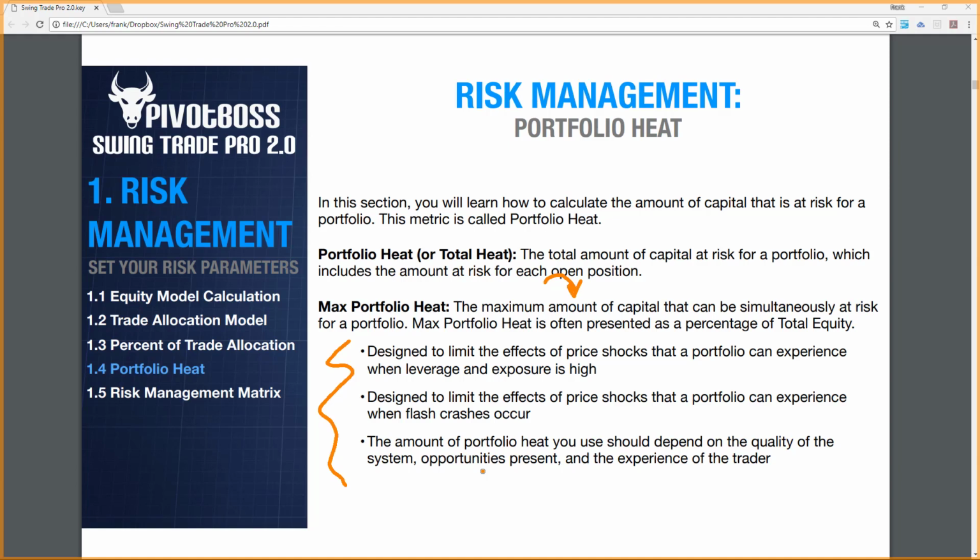And the amount of portfolio heat you use should depend on the quality of the system as well, opportunities present, and the experience of the trader. So again, this is not a concrete amount that I'm going to tell you. It is a general roundabout amount, and then again, depending on the opportunities, depending on your approach, depending on your experience, you can increase or decrease that amount.